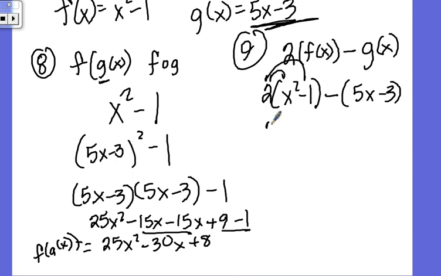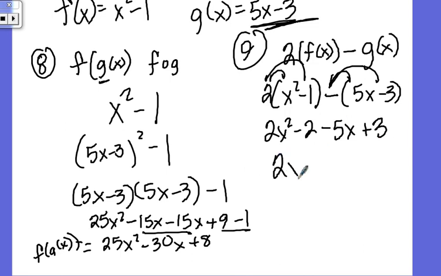Distributing here, 2x squared minus 2. Distributing here, minus 5x. Positive 3, negative times negative. Regrouping, 2x squared minus 5x. Negative 2 plus 3 is 1. And so there's number 9.